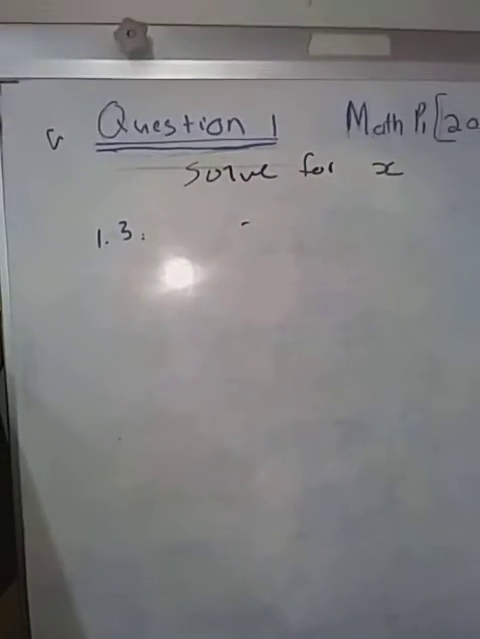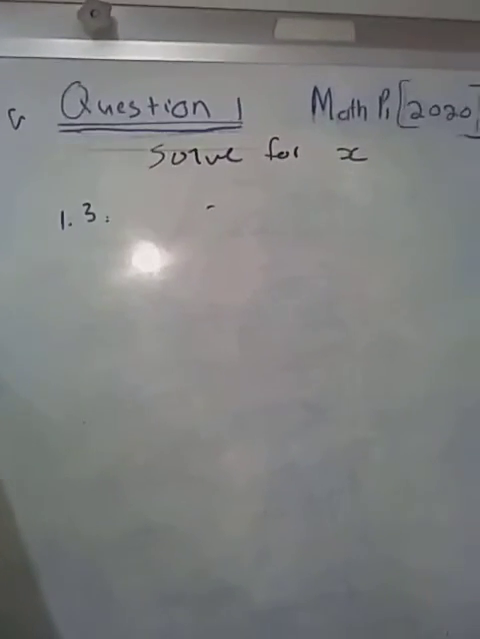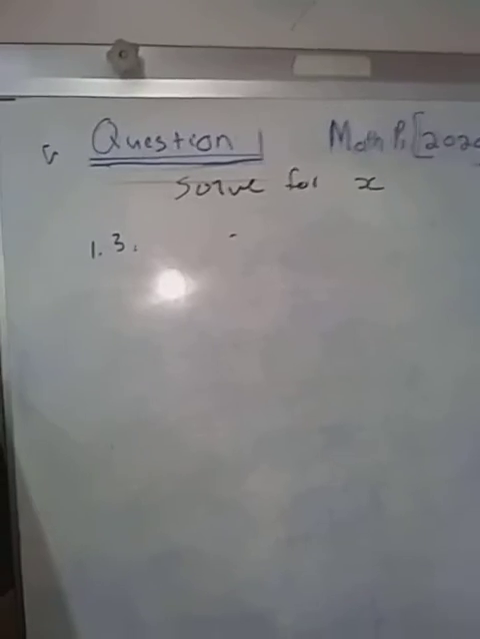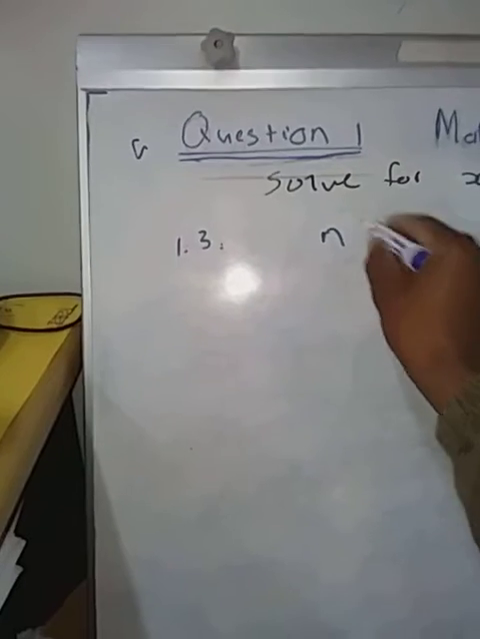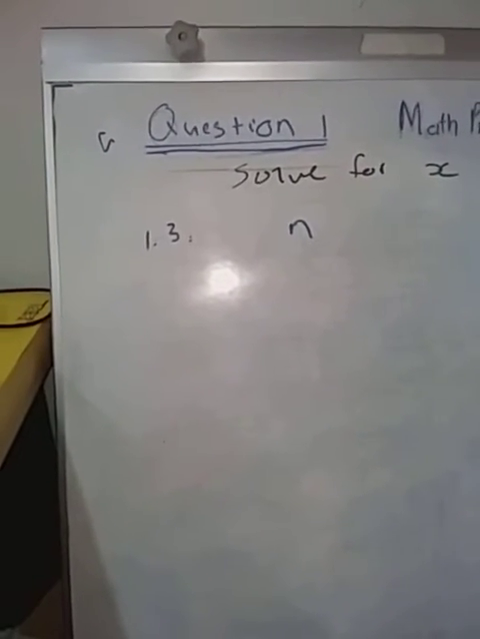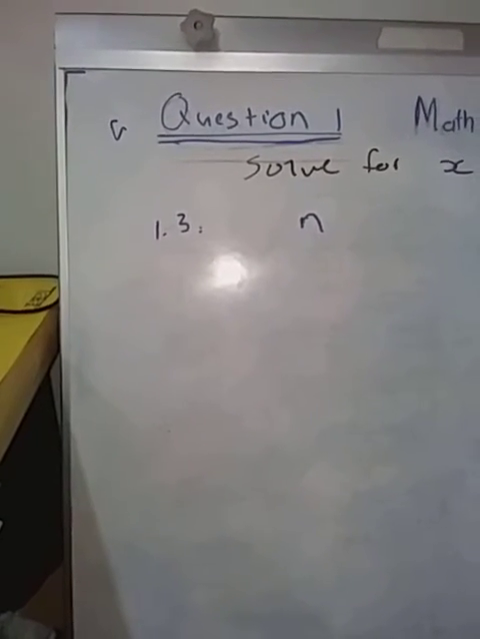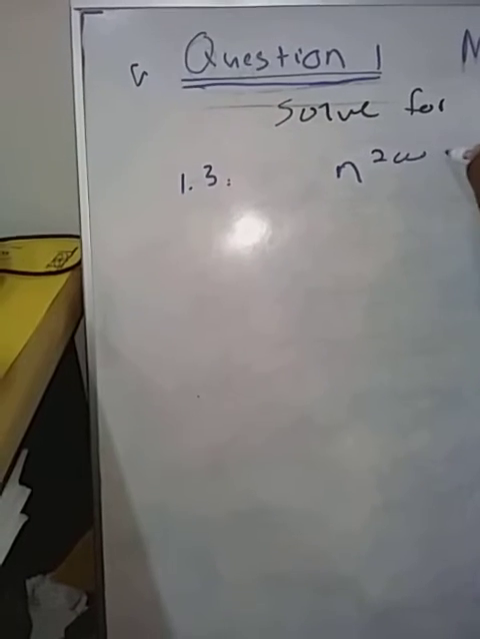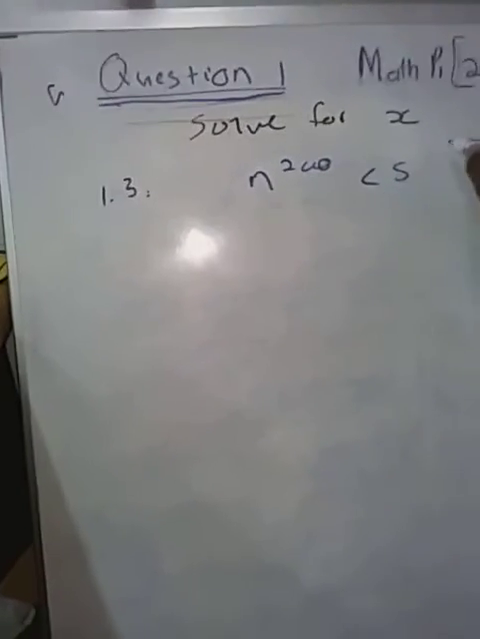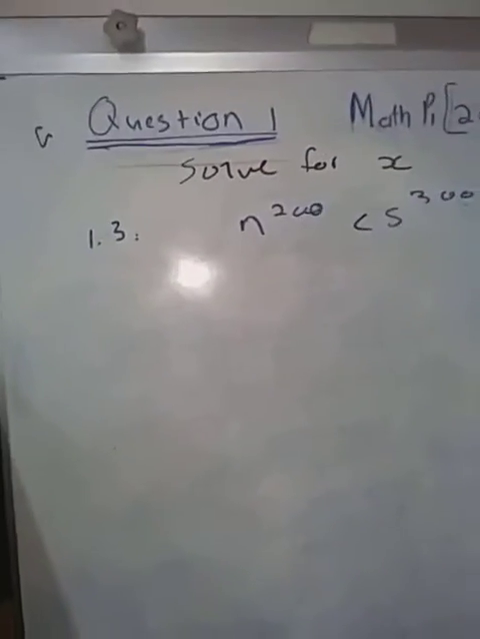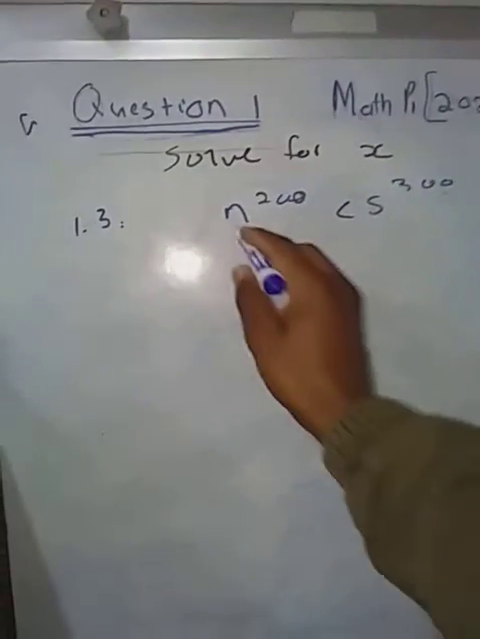So now we're on 1.3, which was the last question on question one last year. I'm not going to write the statement, so I'm just writing numbers. You can read the statement yourself. Oh yeah, I'm going to read it for you. If n is the largest integer for which n to the power 200 is less than 5 to the power 300, determine the value of n. Okay, we need to find the value of n.